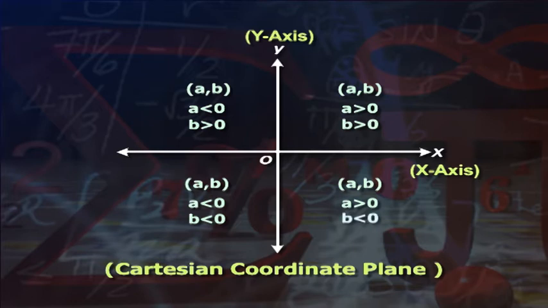Now, we move on to a relation. A relation R is a subset of X cross Y.